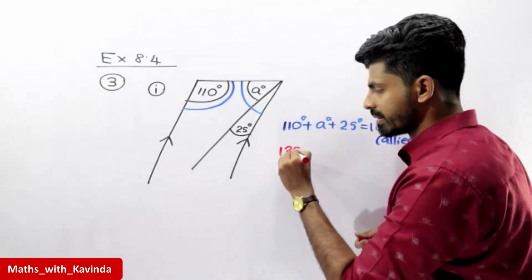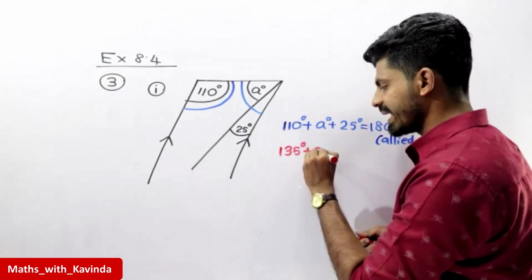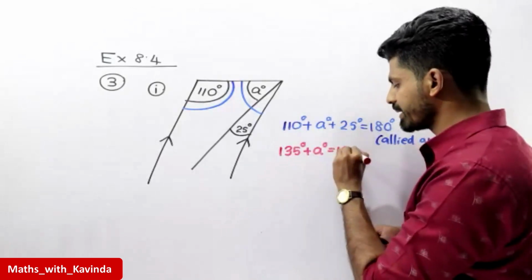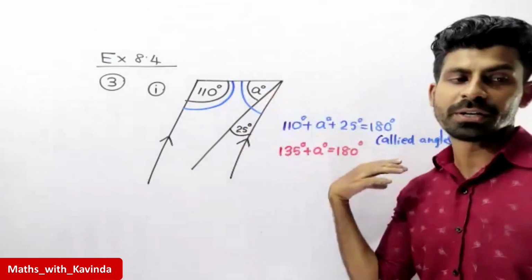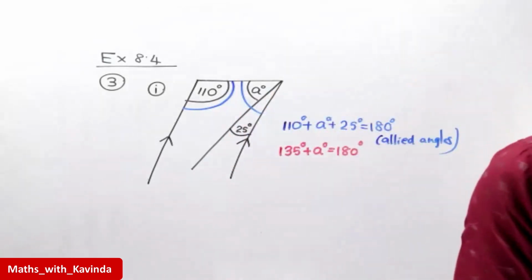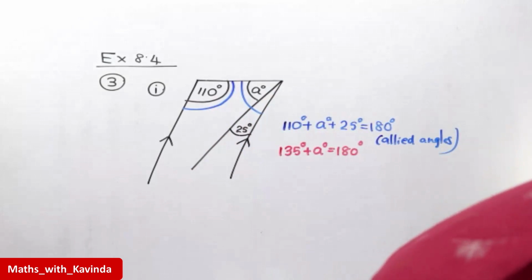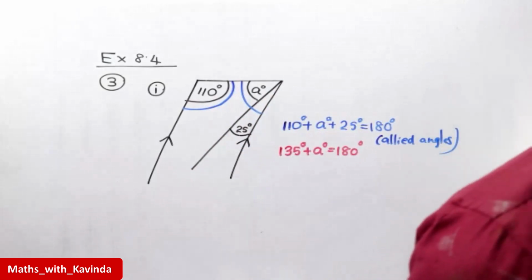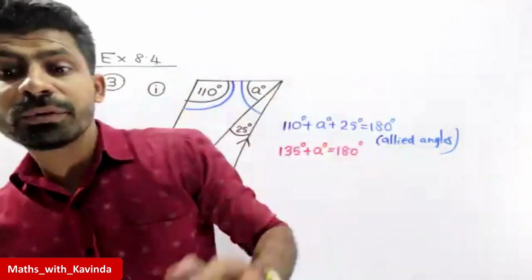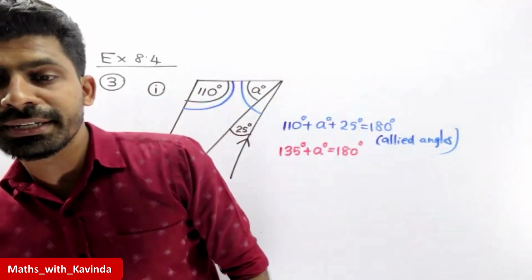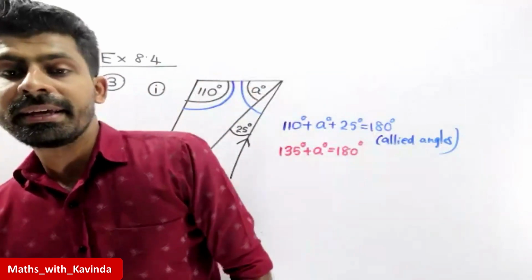135 plus A equals 180. Then how to remove 135? Move it to the other side, then you can find the value of A. Then you need to do this one. Just try to do this one. Let's quickly move to the second question.